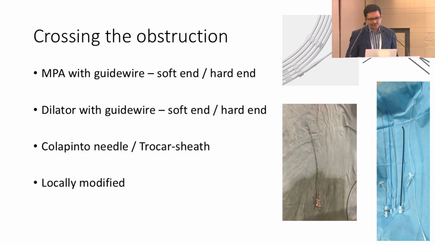And then sometimes we modify the approach when using a transhepatic route. While using a transjugular route, we have the Colapinto needle, which gives us adequate support. But when you are using a transhepatic route, getting adequate support becomes difficult. So we have locally modified an 18G Chiba needle to give it a curve, and then that can easily go into a sheath, and we can use it to cross the obstruction. So all these techniques we use to cross the obstruction.